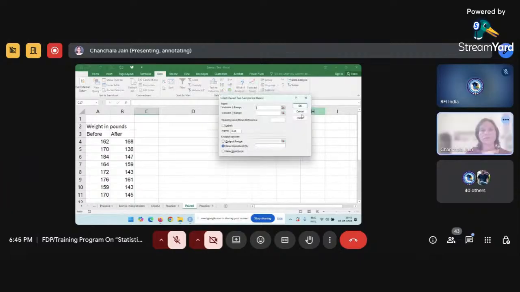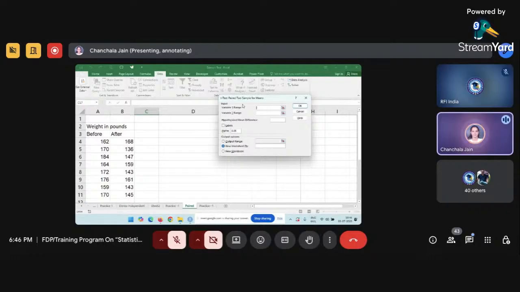And why is it a paired test? Because pairing is there: for the same people, you are taking data twice. So there is a pairing in the weights. Right? t-test: Paired Two Sample for Means. Okay.